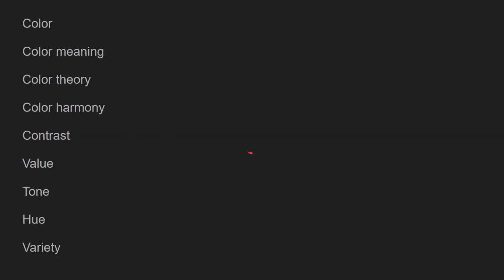Here we go. So color. Let's talk about color meaning, color theory, color harmony, contrast, value, tone, hue, and variety. Some of these are sort of pointless to list, but I listed them anyway as a bit of a reminder, because you can have contrast in the value, tone, and hue. And obviously you can have contrast like juxtaposition or conceptual contrast. Contrast is a wide range of things.